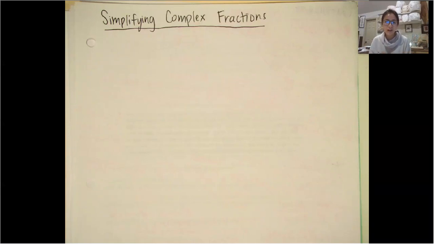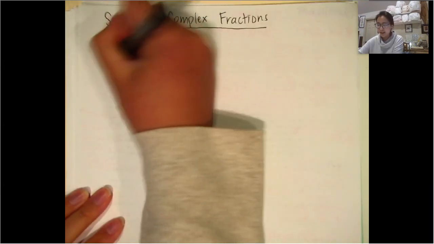Today we're going to be talking about simplifying complex fractions. So I'm going to do an example for you where we simplify one together.